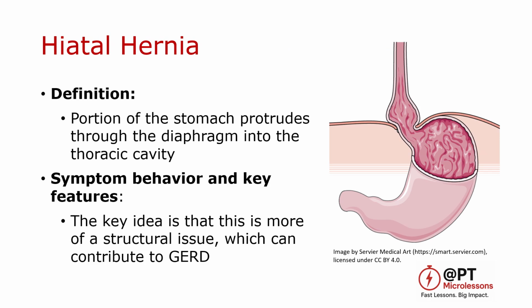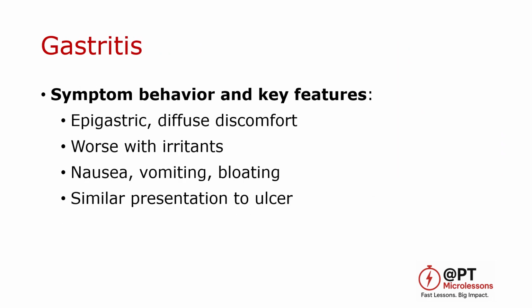A hiatal hernia occurs when part of the stomach moves up through the diaphragm into the thoracic cavity. Symptoms can look very similar to GERD, while some patients are asymptomatic. The key idea is that this is more of a structural issue which can contribute to GERD. Gastritis is inflammation of the stomach lining. Think of this as inflammation without a defined lesion, but in some cases it can progress along a spectrum toward ulcer formation. So since the presentation is similar to peptic ulcer disease, we will look at that next.